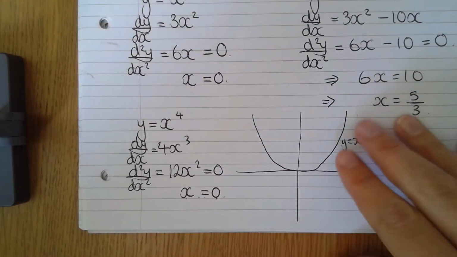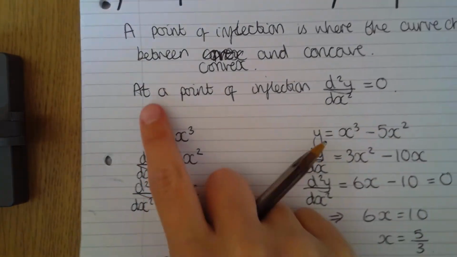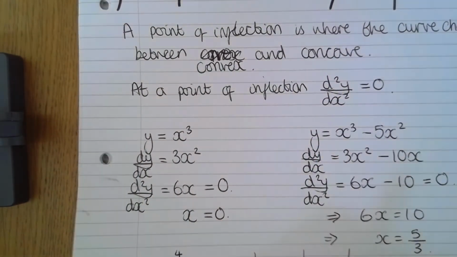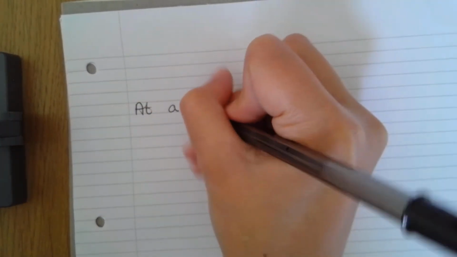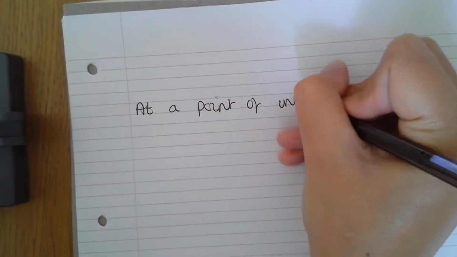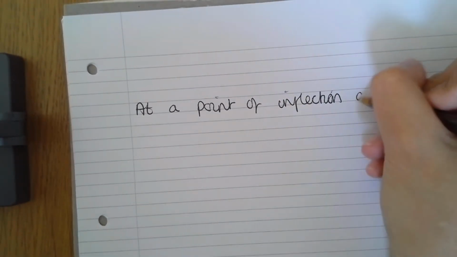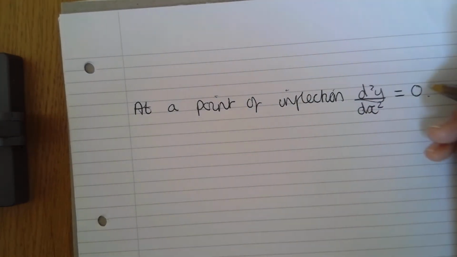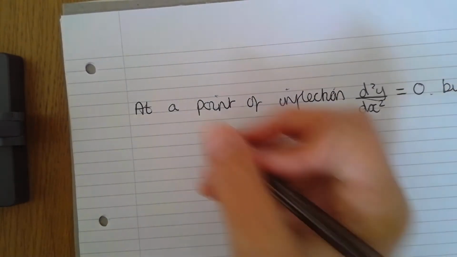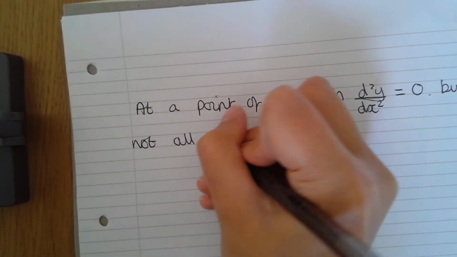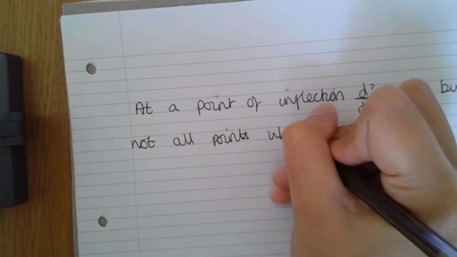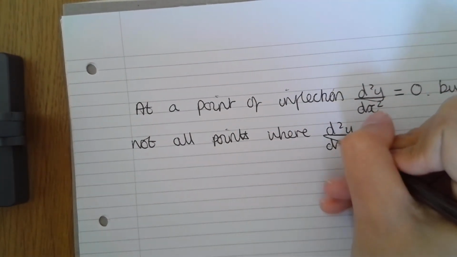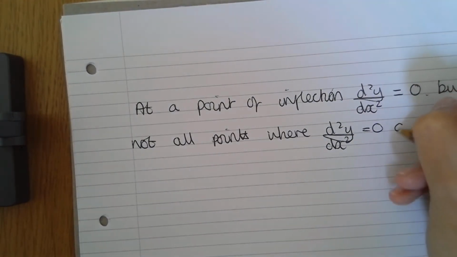Okay, so that leads to something really important. Earlier we said at a point of inflection the second derivative equals 0, which is correct. So I'm going to rewrite it. At a point of inflection, our second derivative is equal to 0, but not all points where the second derivative equals 0 are points of inflection.